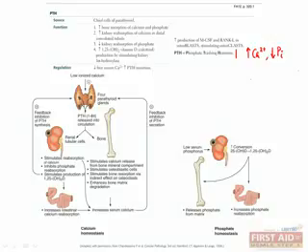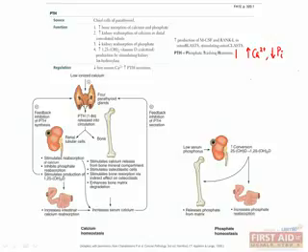PTH is produced by the chief cells of the parathyroid gland. When ionized calcium levels in the blood are low, the parathyroid gland releases PTH to increase calcium. One function of PTH is to increase bone resorption of both calcium and phosphate. Interestingly, PTH directly stimulates osteoblasts, and the osteoblasts go on to induce osteoclasts to do the actual resorptive work. The other actions of PTH occur in the kidney.